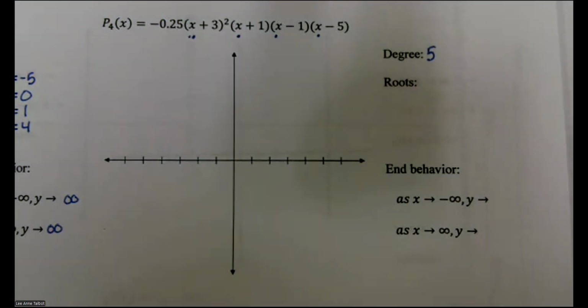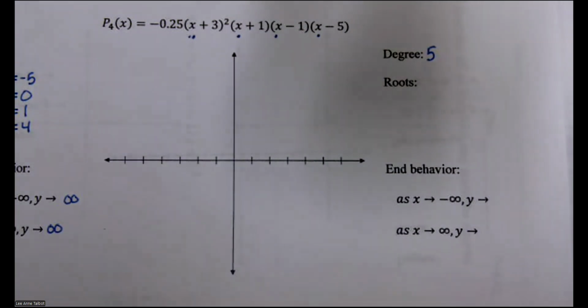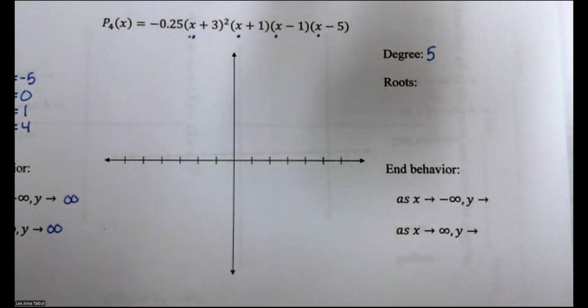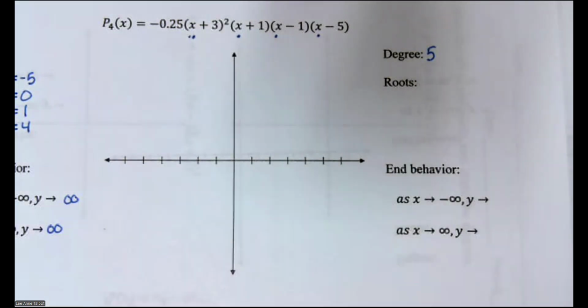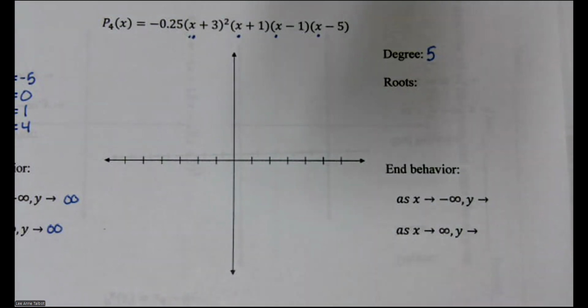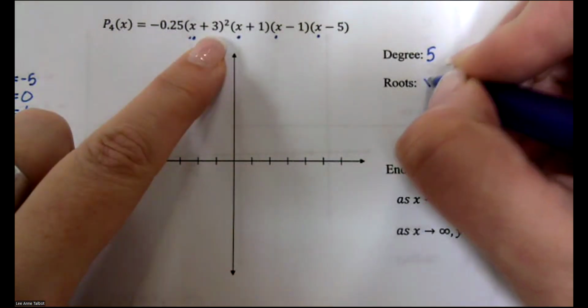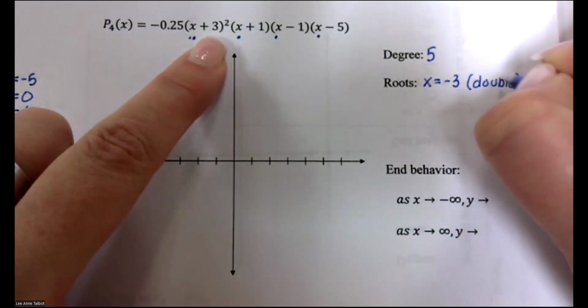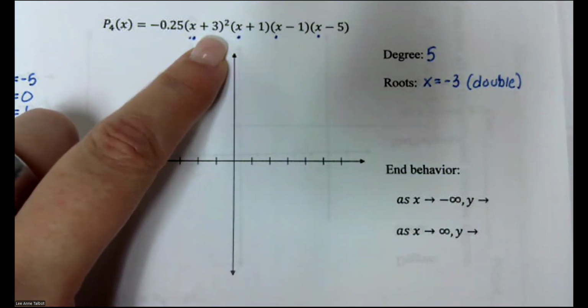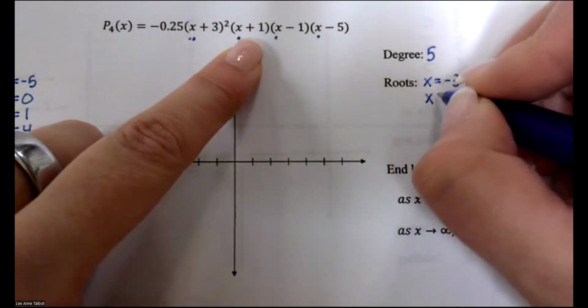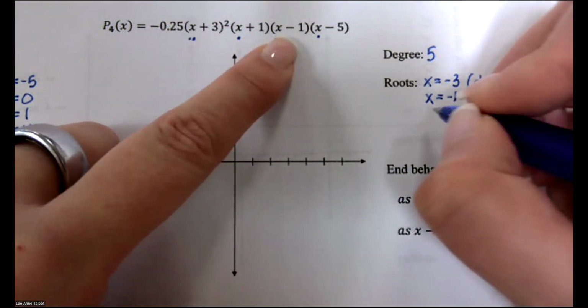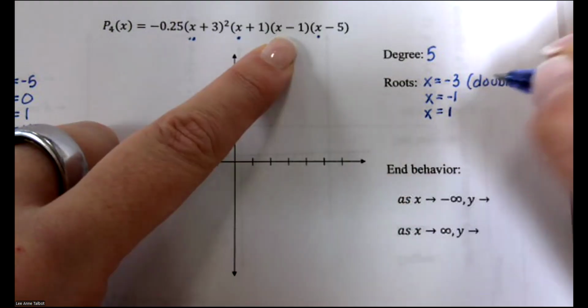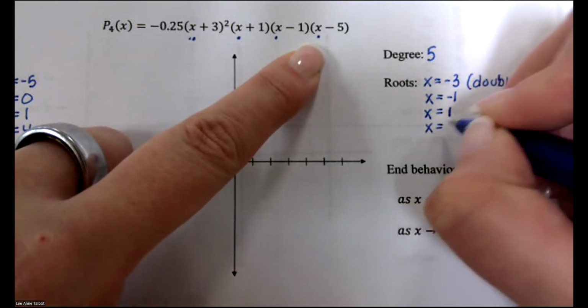Okay, here's a critical thinking question. If I multiplied this out into standard form, which I'm not going to do, what would be the highest exponent in this problem? 5. It would be x to the 5th. Okay, what are the roots? X equals -3. That one's a double, so that means that there should be a bounce at -3. X equals -1. X equals +1. And x equals 5.